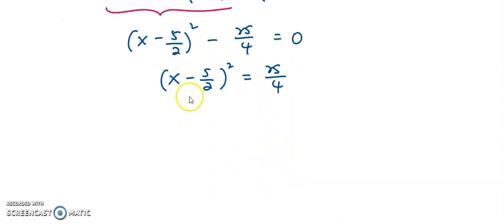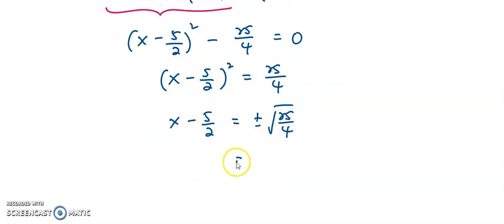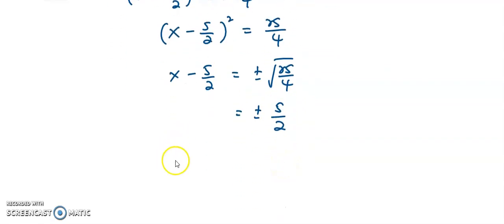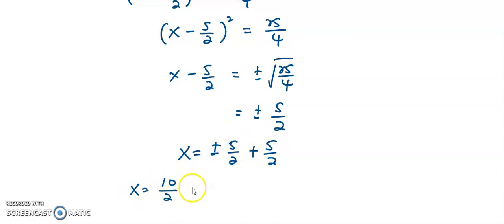And to eliminate the square, we're taking the positive negative square root of 25 over 4, that you will have a positive negative 5 over 2. All right, then now you got x equals positive negative 5 over 2 plus 5 over 2. So the first answer you have is positive 5 over 2 plus 5 over 2, that will be 10 over 2, that equals to 5. And the next solution will be negative 5 over 2 plus 5 over 2, that is 0. So these two are the solutions of the quadratic equation.